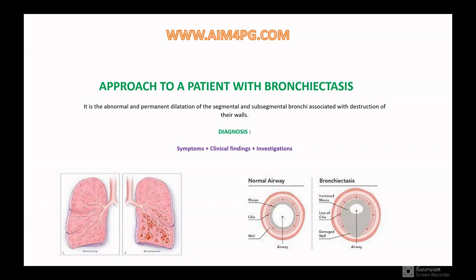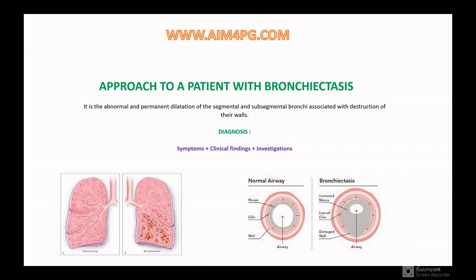So today we'll be starting the approach to a patient with bronchiectasis. So what is bronchiectasis? It is an abnormal and permanent dilatation of the segmental and subsegmental bronchi associated with the destruction of their walls. How can we diagnose this? By symptoms, clinical findings, and investigation.